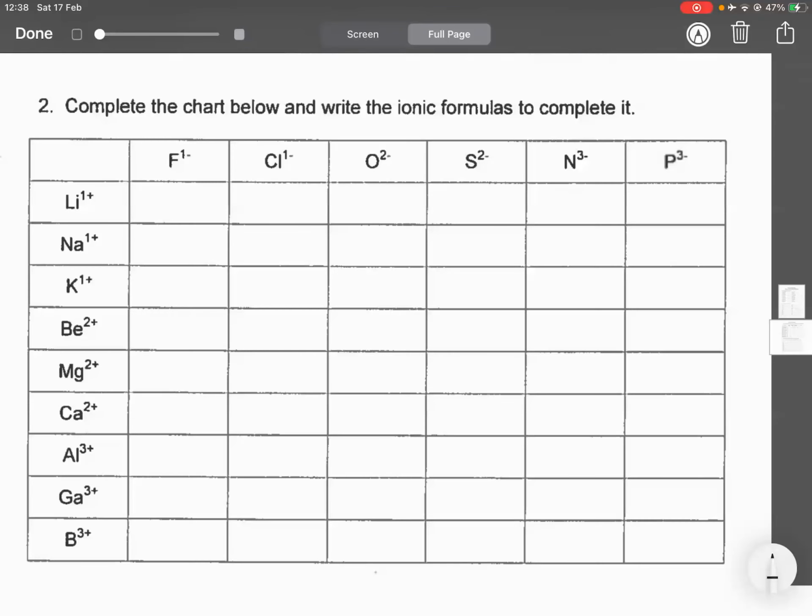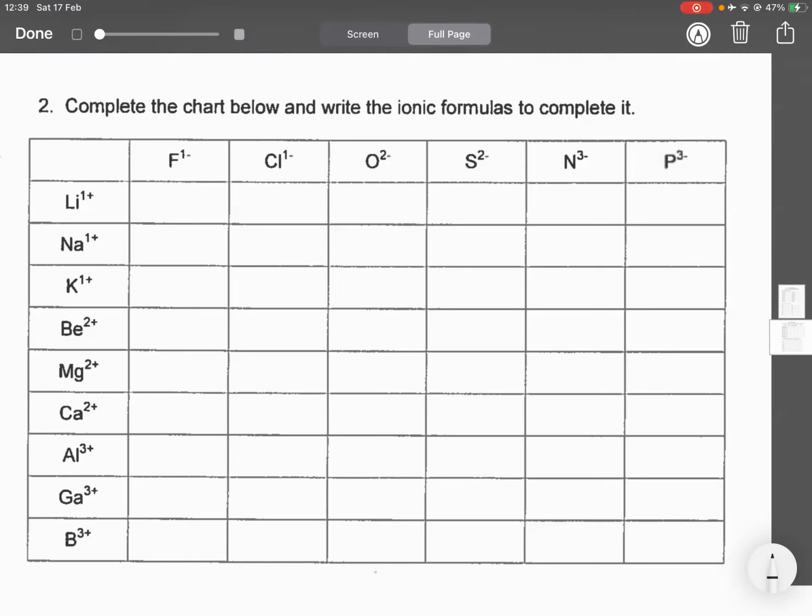So normally, if you have to work out an ionic formula, you check the periodic table. Everything in group 1 is 1 plus, everything in group 2 is 2 plus, everything in group 3 is 3 plus, everything in group 7 is 1 minus, group 6 is 2 minus. In this worksheet, they've already given you all the charges, so I'll show you how easy it is.